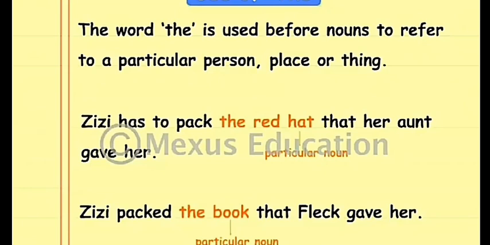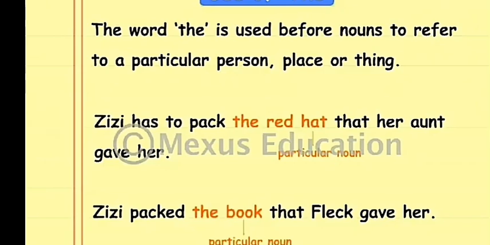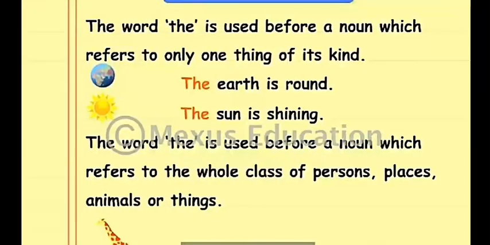The red hat. Zizi picked a book that Fleck gave her. She is mentioning this book that was already given by someone. So this is a particular one here. Whenever you mention a particular word, the is always used. And also the is used before a noun. The is a definite article.